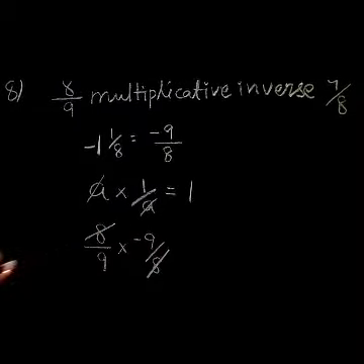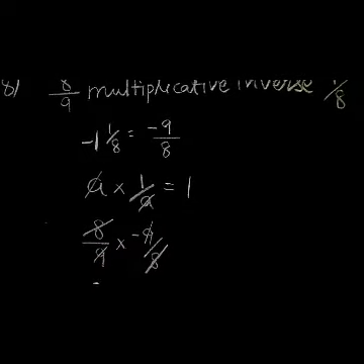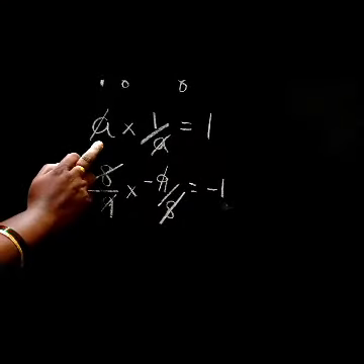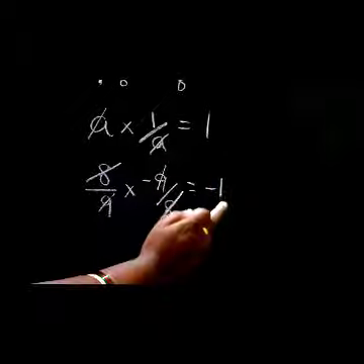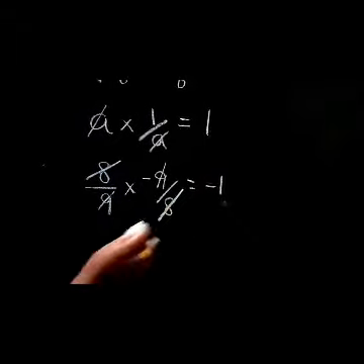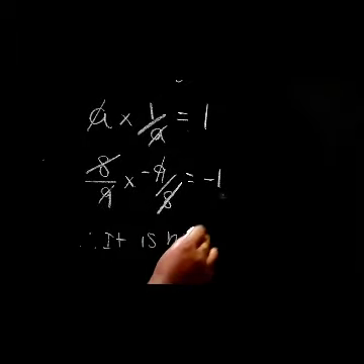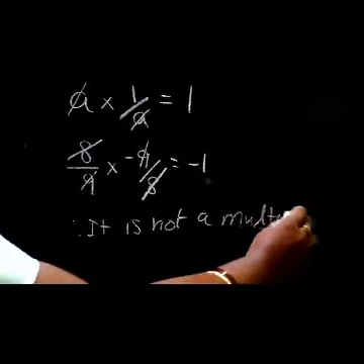Denominator 8, numerator 8 will get cancelled. Numerator 9, denominator 9 will get cancelled. But we have here minus 1. Product of a number and its multiplicative inverse is plus 1. But we got it here minus 1. So, therefore it is not a multiplicative inverse.